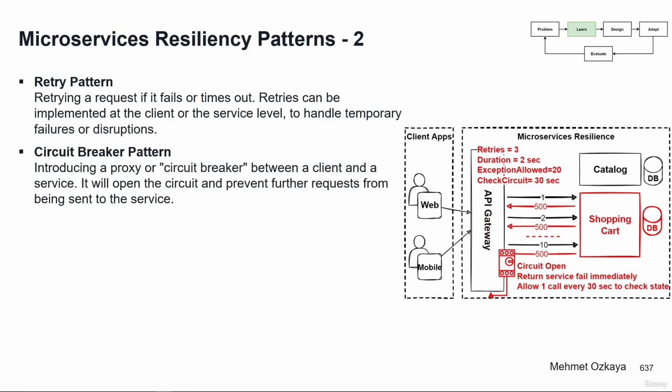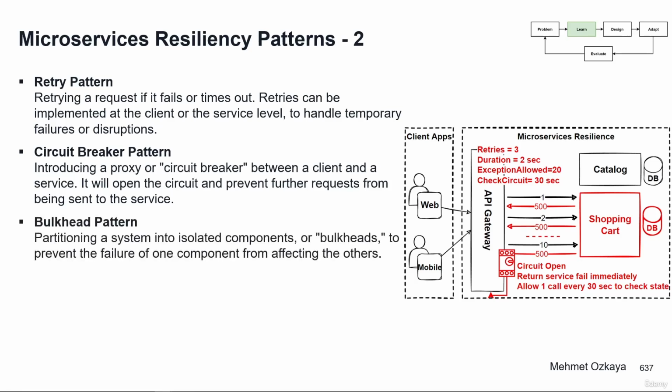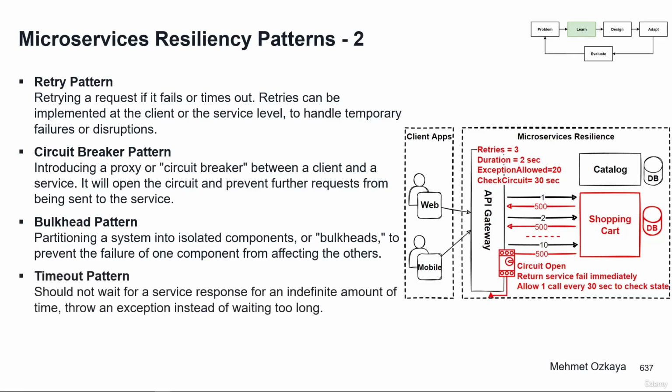Another pattern is the bulkhead pattern. The bulkhead pattern partitions a system into isolated components, or bulkheads, in order to prevent the failure of one component from affecting the other components. Another pattern is the timeout pattern. With the timeout pattern, a client should not wait for a service response for an indefinite amount of time, and it will throw an exception instead of waiting too long if the timeout period expires.